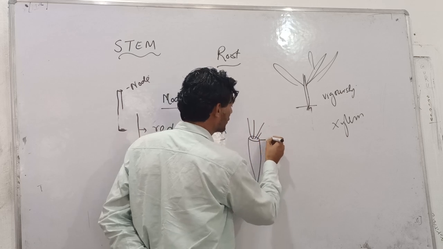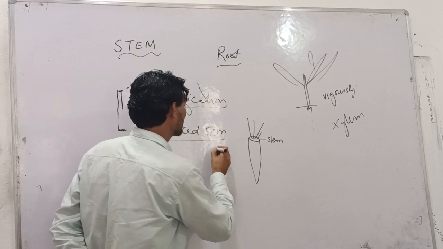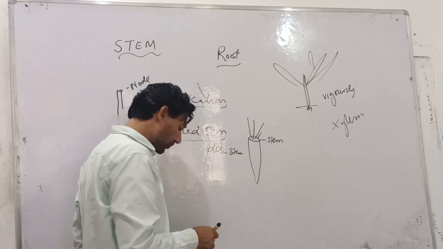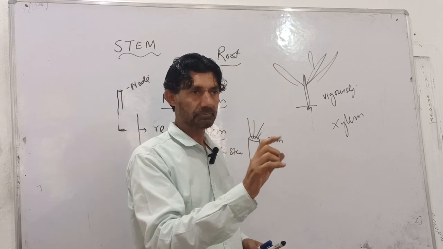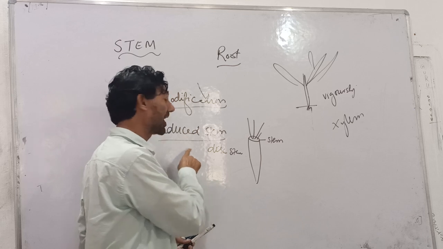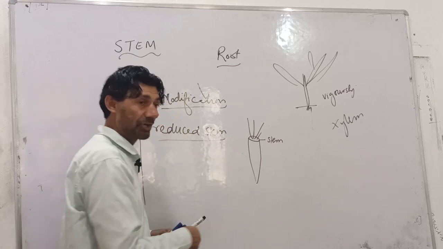After that, the stem is in the form of a disc, a disc-shaped structure, a disc stem. Guys, the stem is completely reduced. You should know it is a disc-shaped structure. That is called as reduced stem.